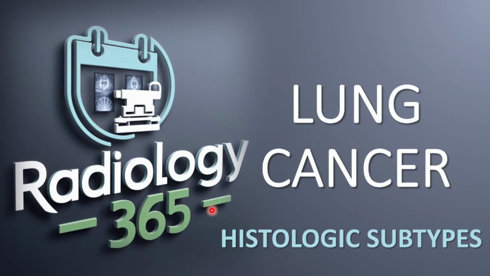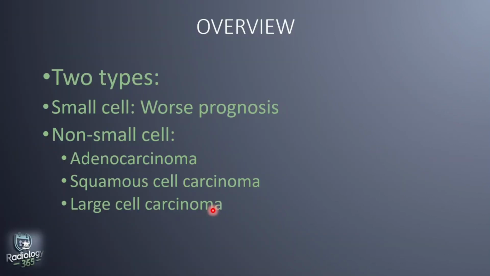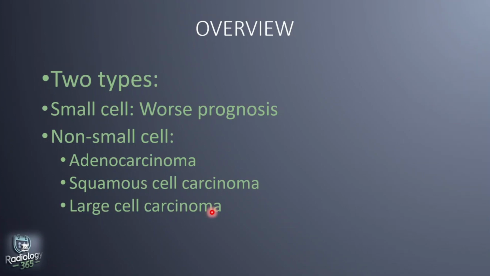Today we are going to be talking about the histologic subtypes of lung cancer. And as the title goes, histologic subtypes. That means without histopathology, you can't use radiology alone to tell the histologic subtype of a particular lung cancer. But there are certain general radiologic features that we can use to give us a clue, but all power lies in the hands of histopathology. That's just by the way.